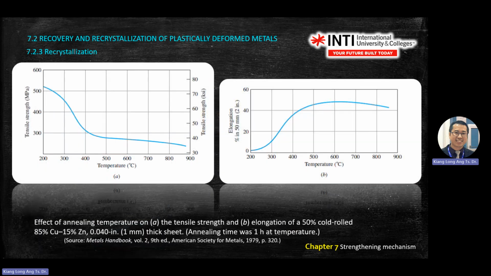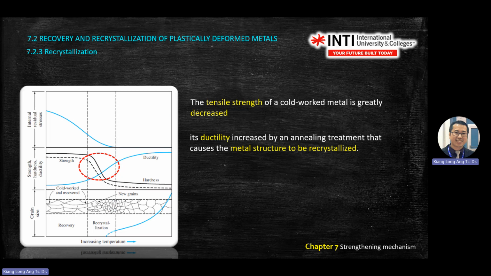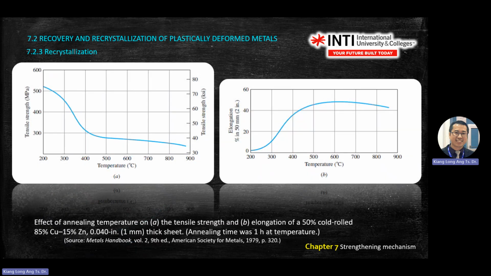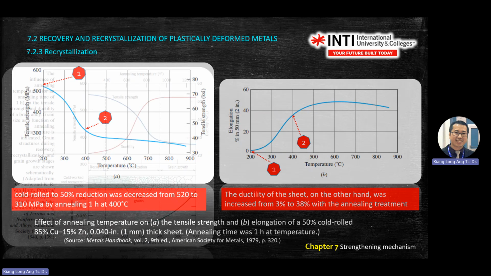So the rest is from the graph. Okay, you see ductility increases during recrystallization because new grain was there. The rest you see. This one is for copper zinc recrystallization. Increase temperature, tensile strength drops, elongation increases. Okay, the rest you read.